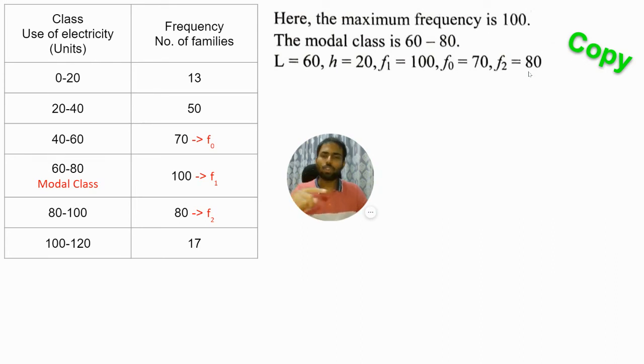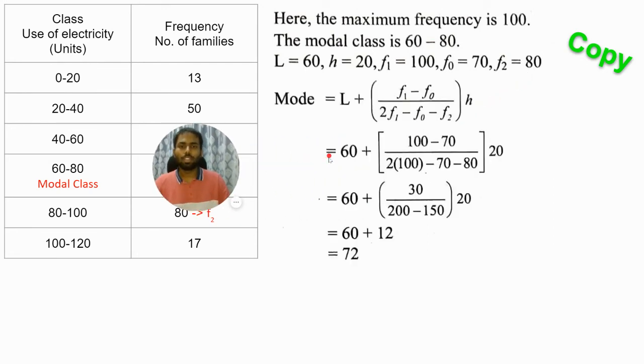Okay, I hope you pause the video and you have your calculations ready. Now we will cross check. So this is the formula: L plus f1 minus f naught, F naught you can also say f0, both mean the same. So f1 minus f0, the whole divided by 2f1 minus f naught minus f2, multiplied by h.